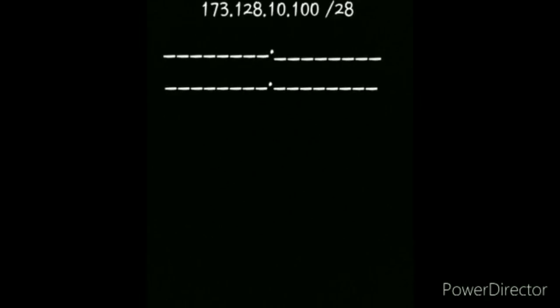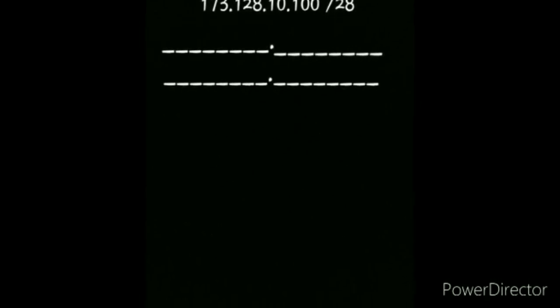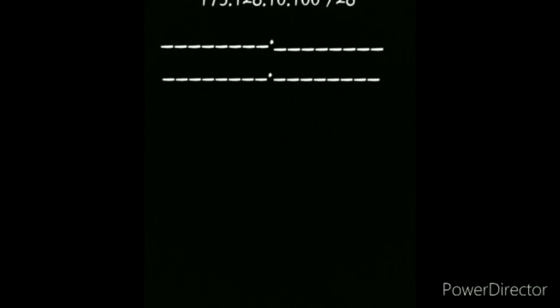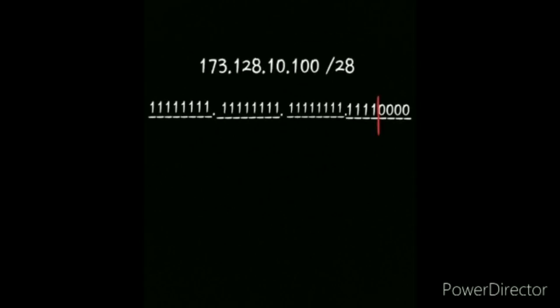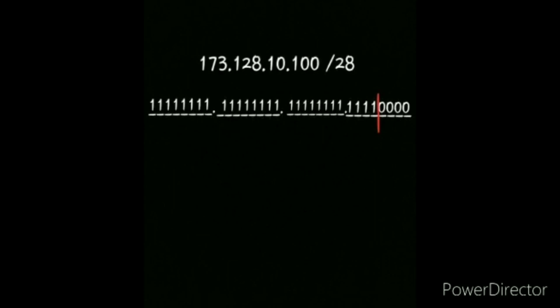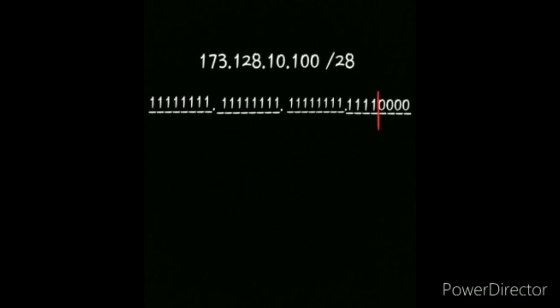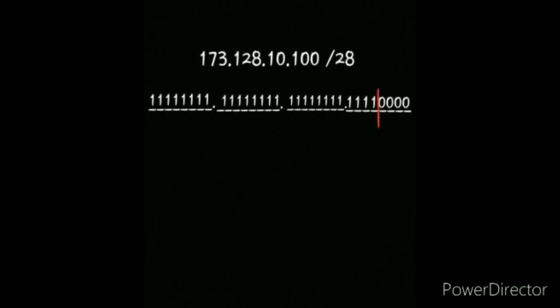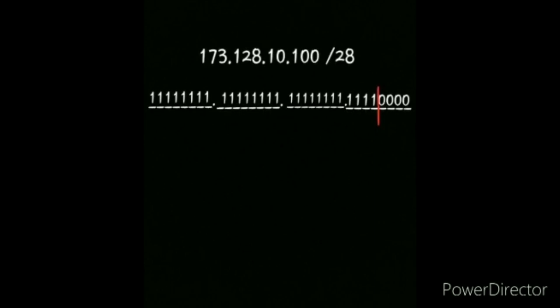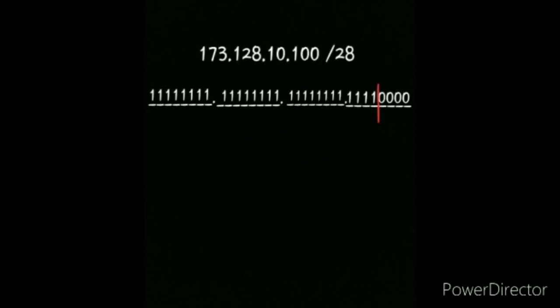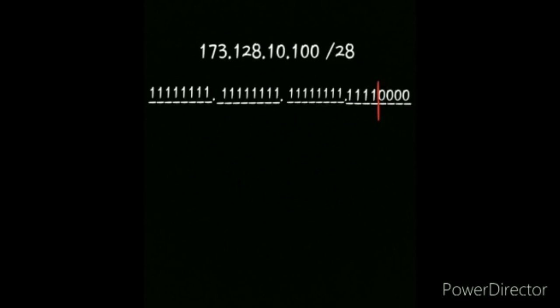So our given is 173.128.10.100 over /28. So the first thing you need is to lay down all the bits on. We have first octet, second octet, third octet, and fourth octet. So again, we have 28 bits on, and we need to lay down all of it. So we have 8 plus 8 plus 8 equals 24, and another 4, and remaining is 0.